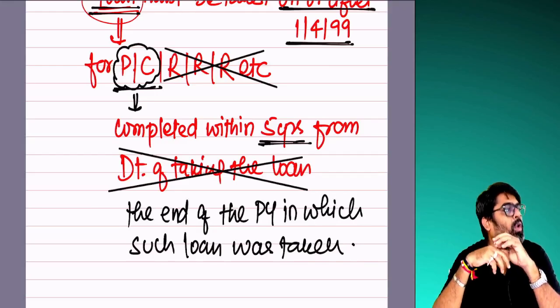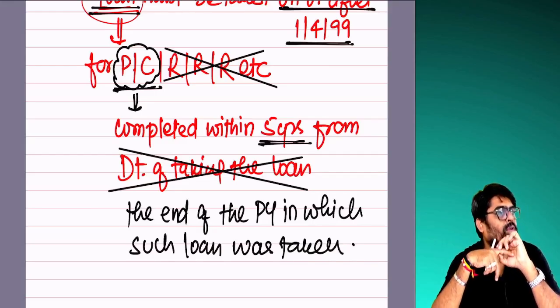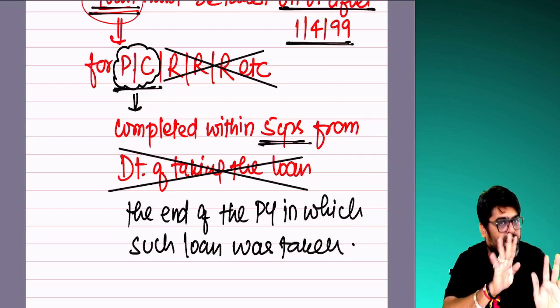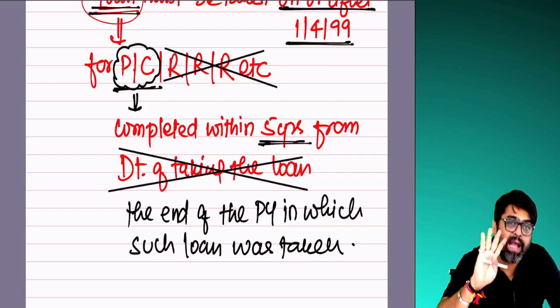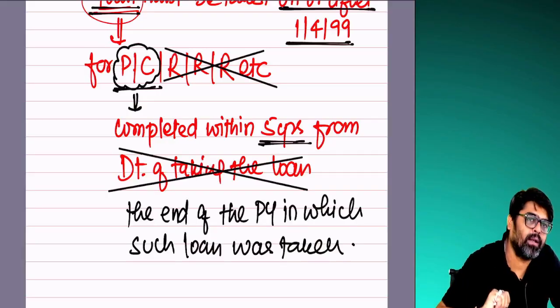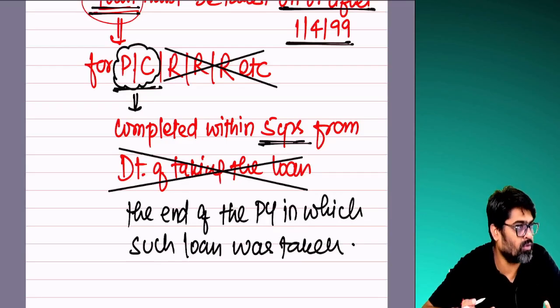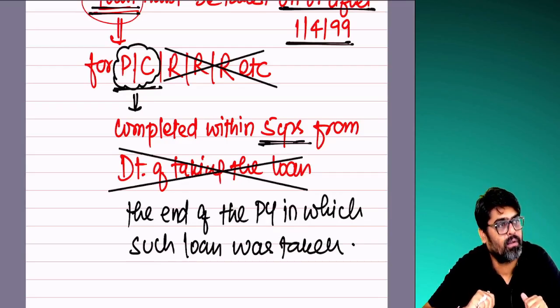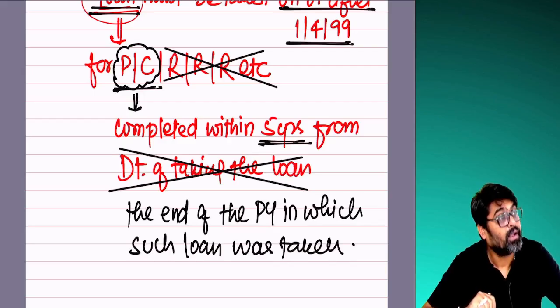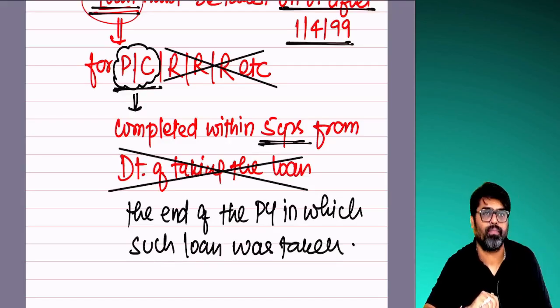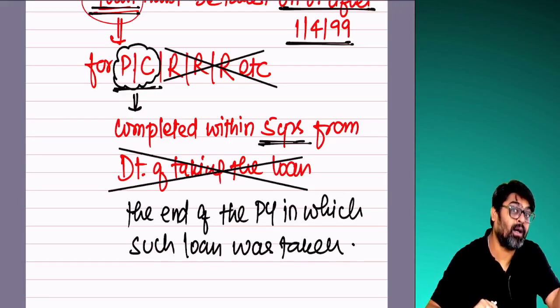For example, the loan is taken on 9th of June 2019. So that is the date of borrowing. You are not supposed to count 5 years from that date. Check, 9th June 2019 comes in which previous year? The year is 2019-20. It is the year in which the loan was taken.